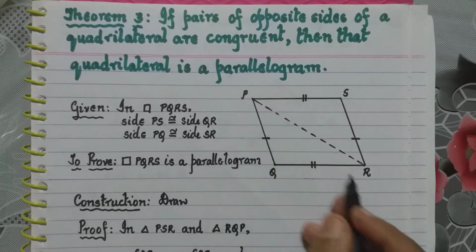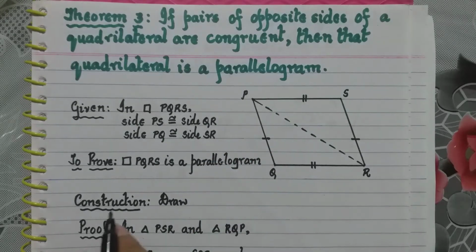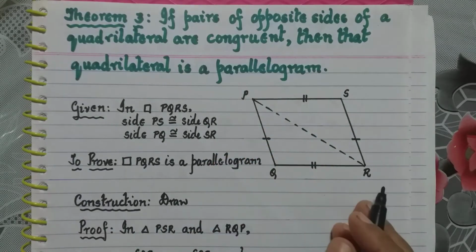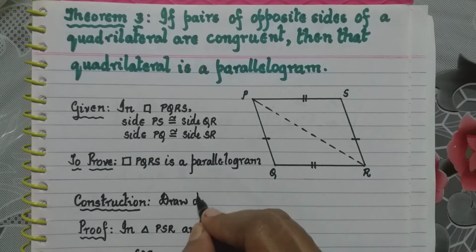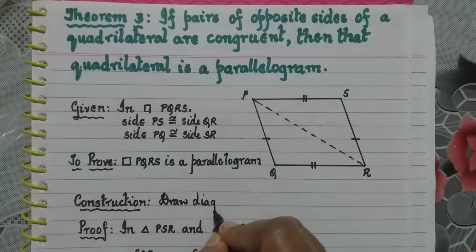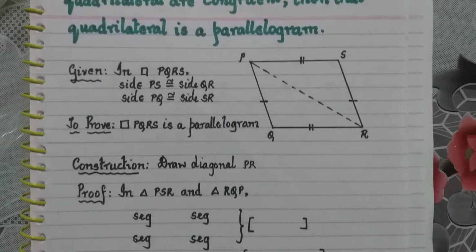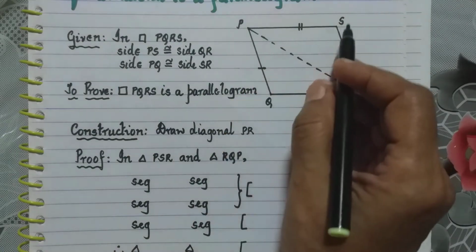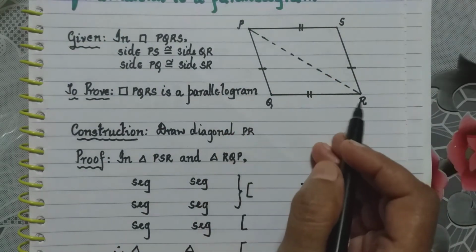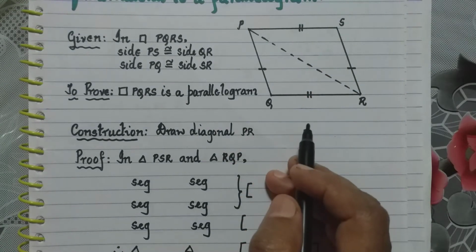So you see a construction here where there is a diagonal drawn with dotted line. So construction, draw diagonal, name the diagonal PR. So draw diagonal PR. So after drawing diagonal PR, now we begin with the proof. They have said in triangle PSR and triangle RQP, we have two triangles here.